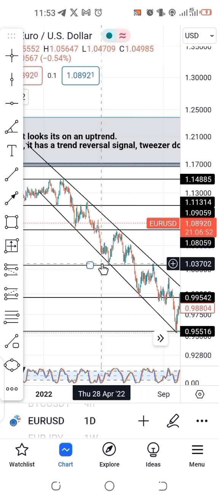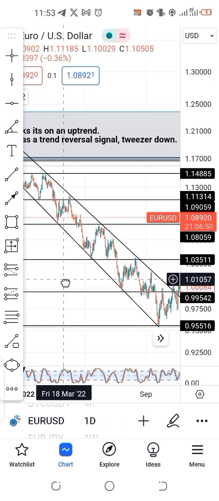Okay, so thank you so much for your time watching how to draw support and resistance lines and trend lines. In my next video I'm going to talk about how to draw demand and supply zones.